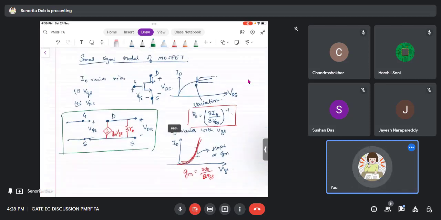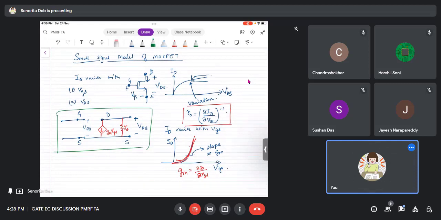So draw this small signal model, write these equations. Okay, and after that I will proceed.